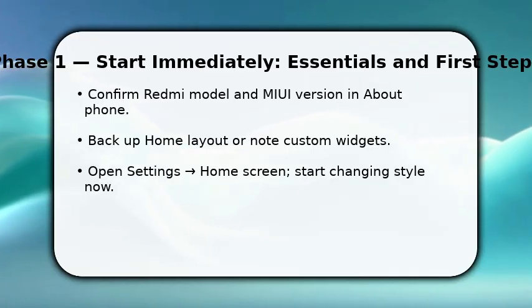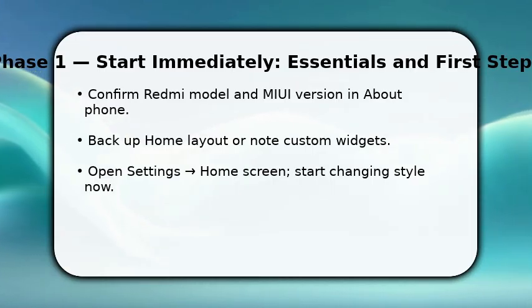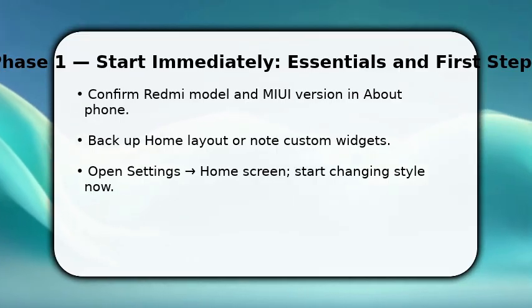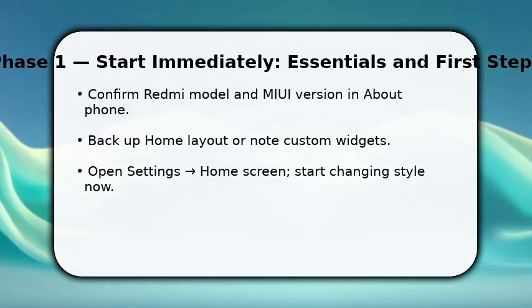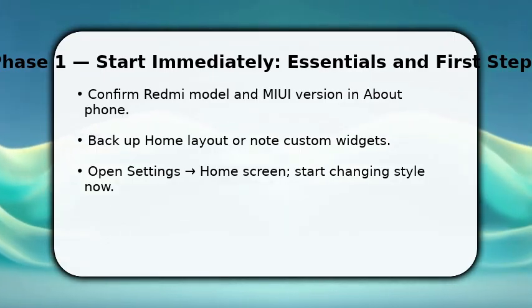Then, open Settings and go straight to Home Screen Options. This is where Xiaomi centralizes the style controls. You do this early because some options change layout system-wide. Make sure to stay in Settings and avoid third-party launchers until you finish these built-in adjustments.